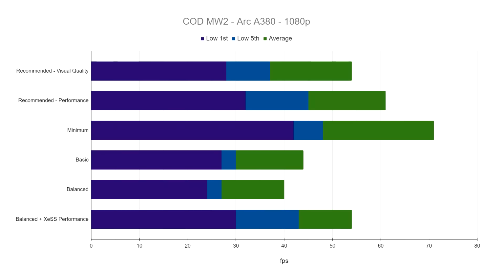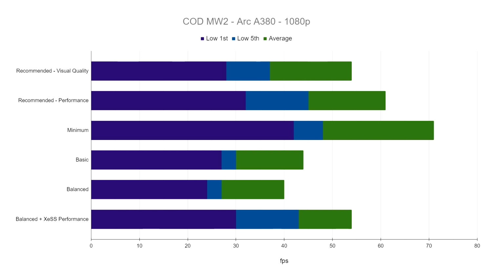Basic preset looks okay, but it only gives an average of 44 FPS. Increasing to balance preset drops this further to 40 FPS. This could be fine for other games, but might not be the best for this type of shooter. Can XeSS come to the rescue?